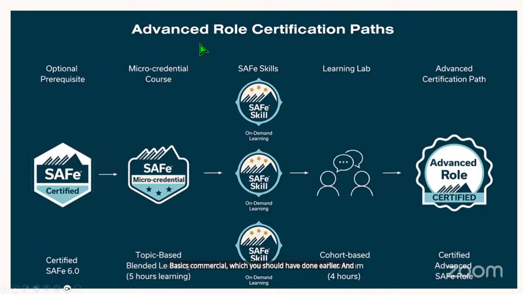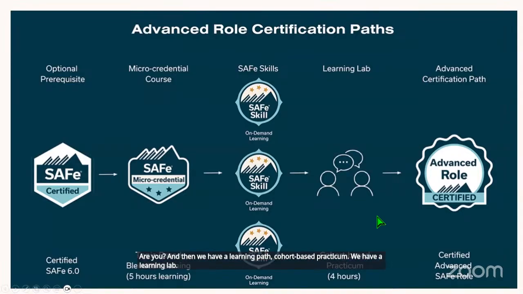And you'll be doing this micro credential course, that is blended learning. This is one. Then the three SAFe skills, which we saw earlier. And then we have a learning path, cohort-based practicum. We have a learning lab. And finally, we get the certificate. Once you write the exam and other things, it's an advanced certification path, you will get certified. Advanced role, you will be certified as SAFe Advanced Scrum Master 6.0 or 5.0, whatever the version number, and dated so-and-so, and that is how you will get the final certificate.